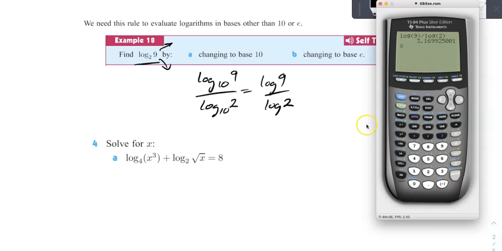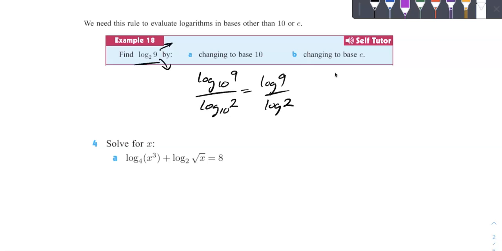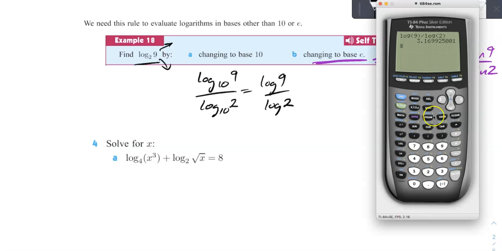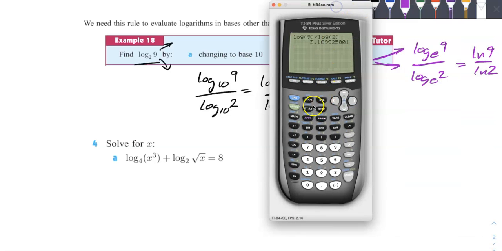And we get that. We want to do the same thing with change of base to e, because we could do natural log. So remember, you could write this as log base e of 9 over log base e of 2. But a nicer way to write it is just natural log of 9 over natural log of 2. And that way, if you had a scientific calculator, you just plug it into your calculator again, and you can get the exact same answer. Natural log of 9, close the parenthesis, divided by natural log of 2. Right? Exact same answer.